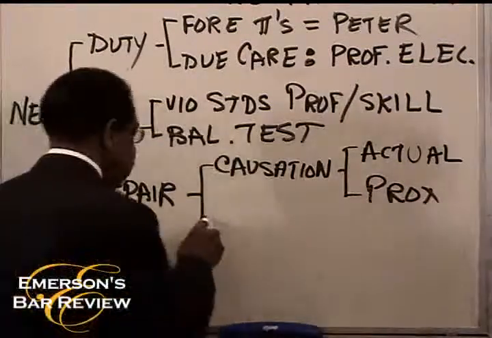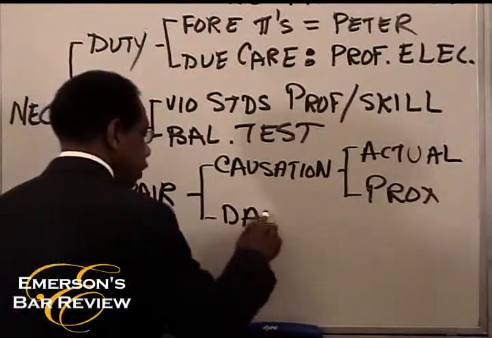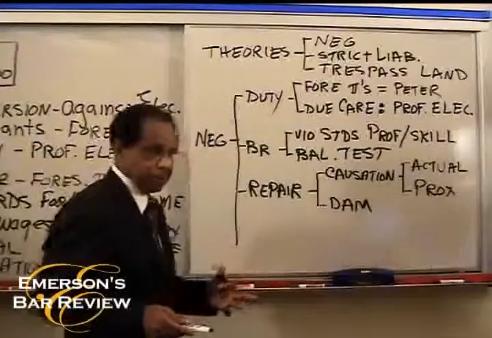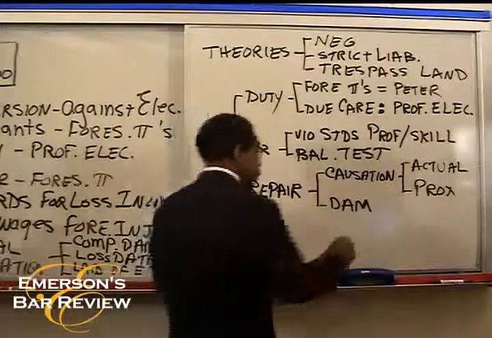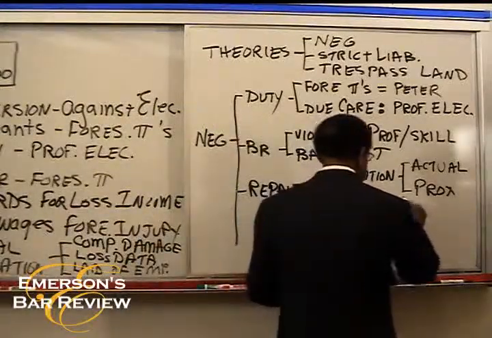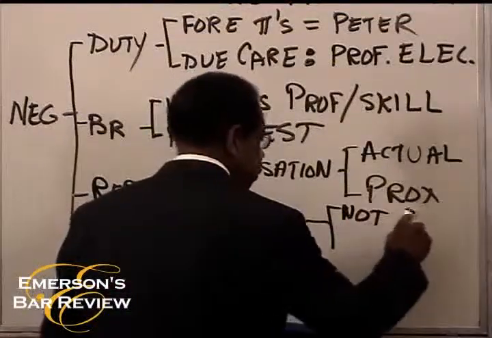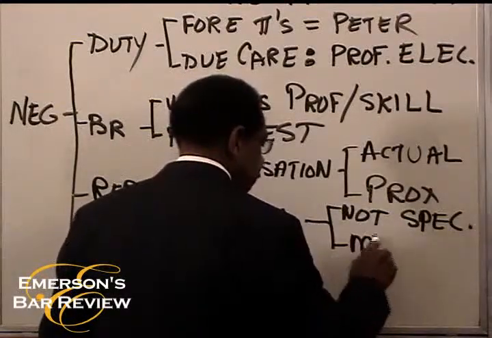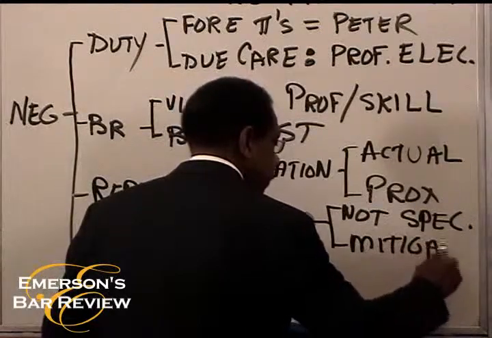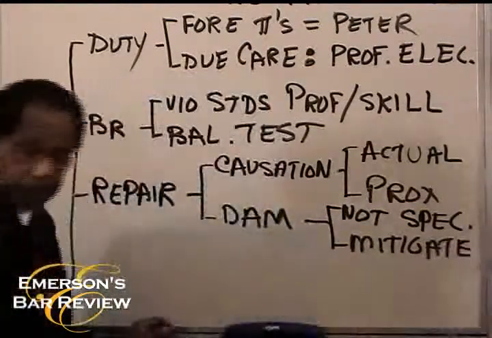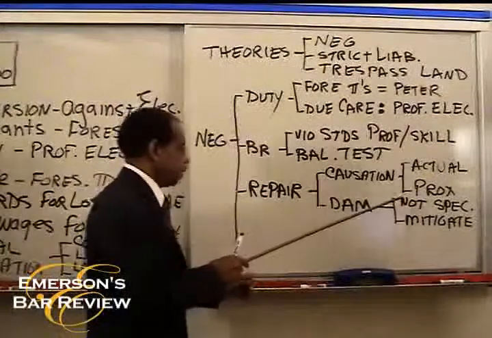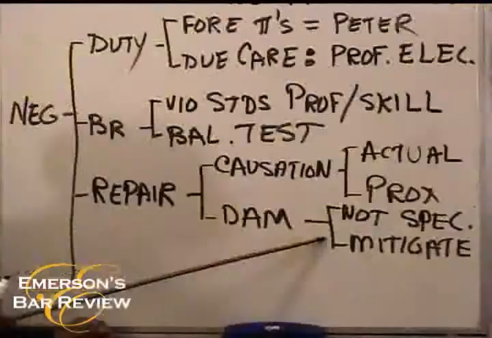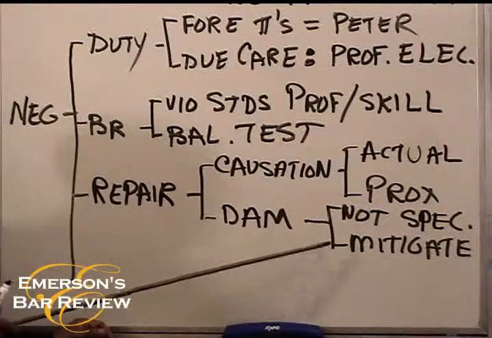The damages that you get must also be not too speculative, and there's a duty to mitigate. So the next two factors here are not too speculative and the duty to mitigate. In this case, there's really nothing speculative about the damage to his computers, and the duty to mitigate, there's nothing he can do except repair them.